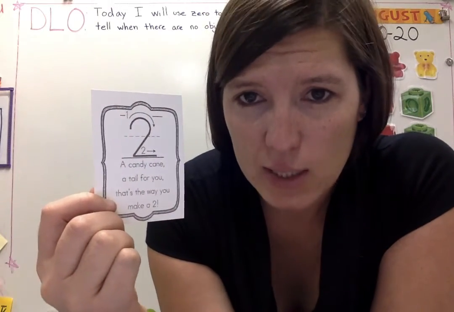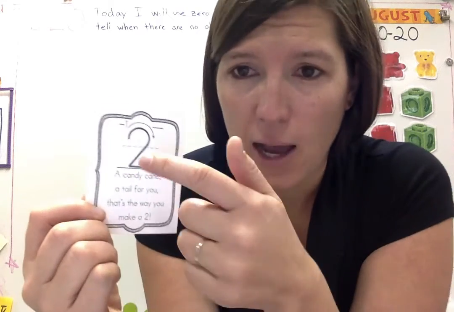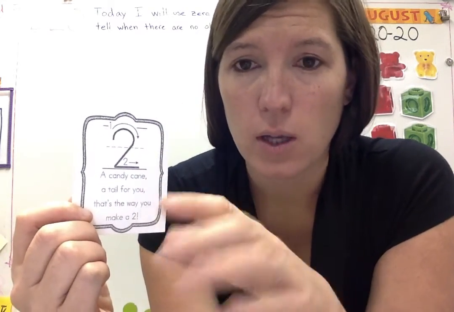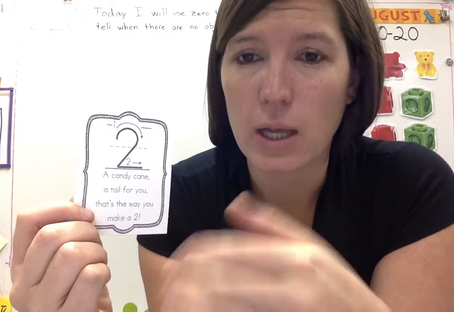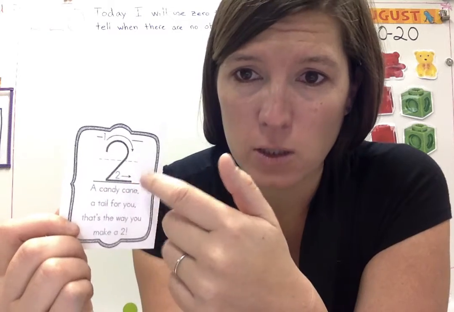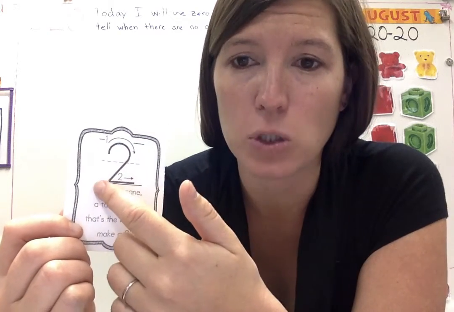I have a different way that I say this one that's a little shorter. I say candy cane foot. So when we come back to school, how I will be saying it is candy cane foot. So number 1, candy cane. Number 2, foot.